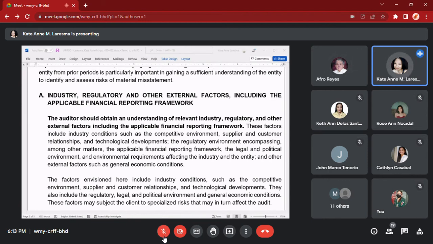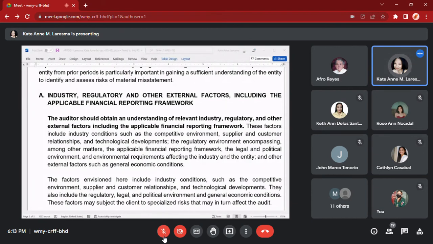Bakit kaya laging may emphasis sa applicable financial reporting framework? Kasi isa po sa mahalagang ino-audit po ng auditor ay financial statements. Ngayon, kung di po in-apply ni entity ang framework na dapat niyang i-apply, doon pa lang po mataas na ang risk of material misstatement. Okay.